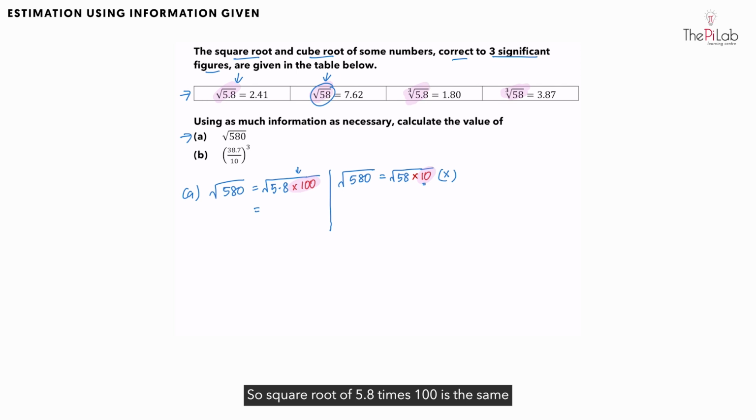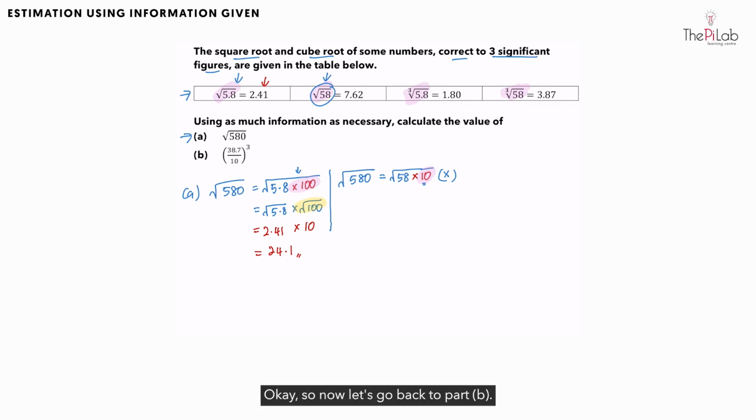So square root of 5.8 times 100 is the same as saying square root of 5.8 times the square root of 100. And we all know this. The square root of 100 is 10. And what is the square root of 5.8? Go back to the table. It says here 2.41. So replace that. And finally, you can calculate 2.41 times 10. Okay, use your mental sums. What do you have? 24.1. And we are done for part A. That wasn't so bad, was it?